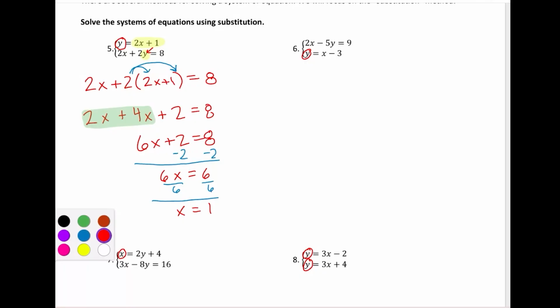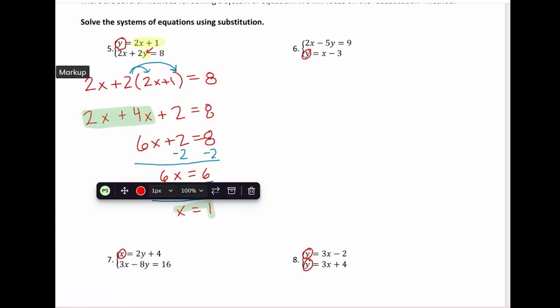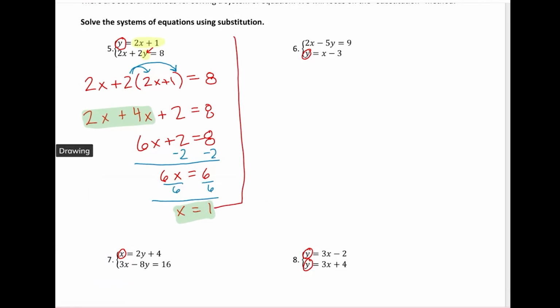But usually the second variable is a little bit easier to find. And that's because we already have an equation where that variable is isolated. Right? We're going to take this x equals 1, and we are going to substitute it into x in the original equation. Because y is 2 times x plus 1. So if x is 1, that means y is 2 times 1 plus 1.